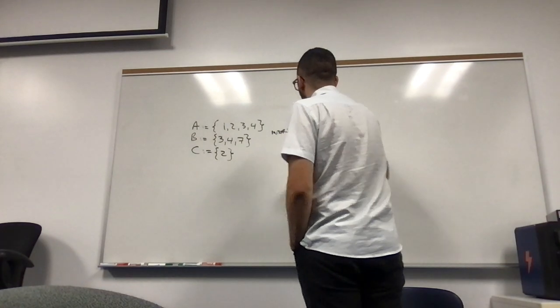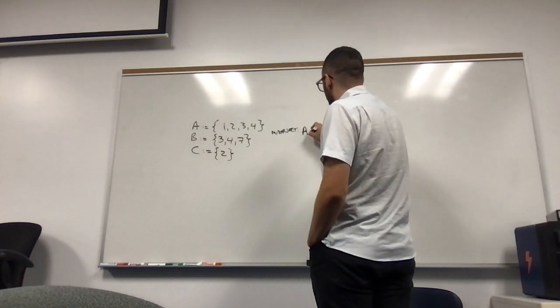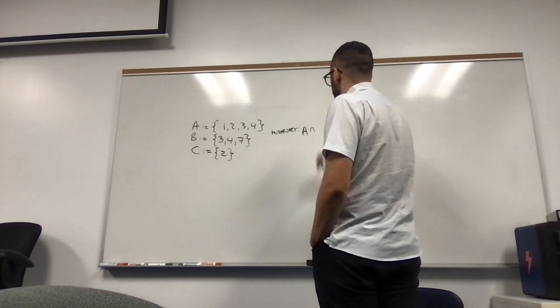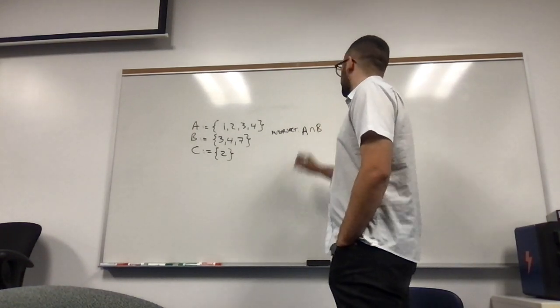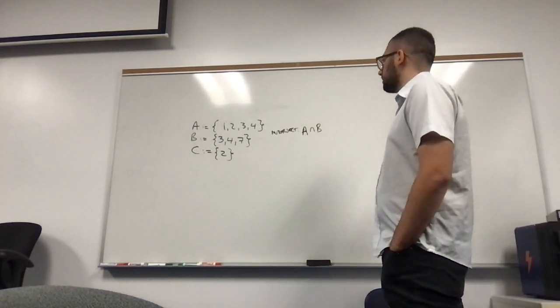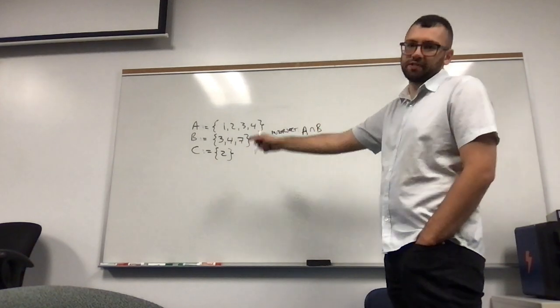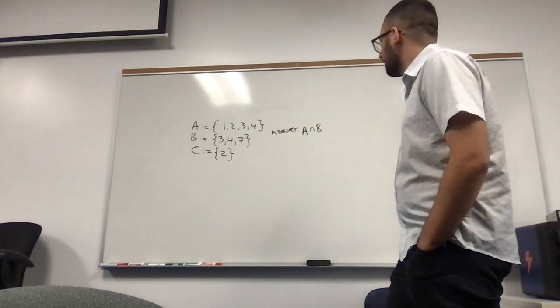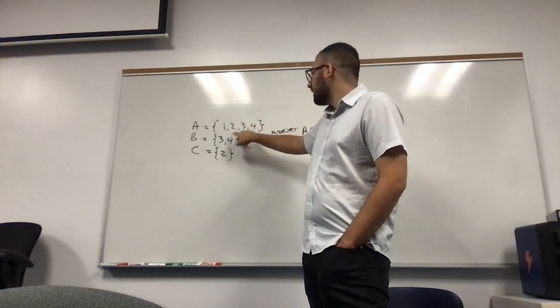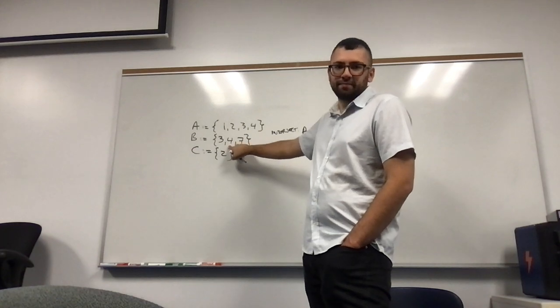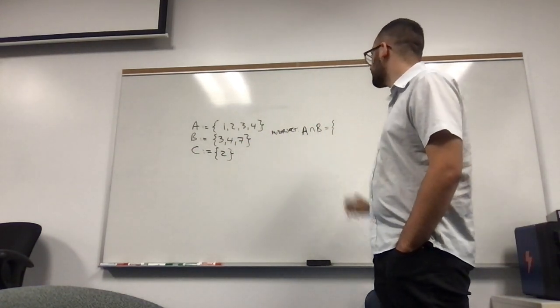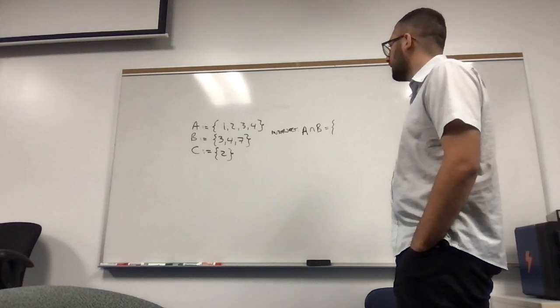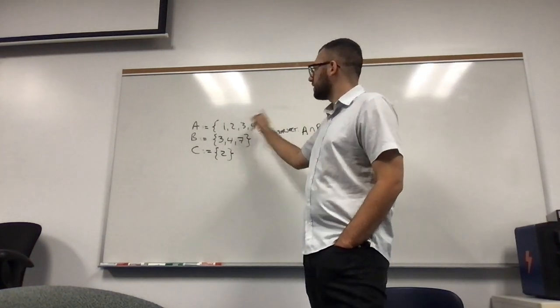Intersection. Intersection looks like an upside down U, I guess. Like that. Intersection means you go through each of the 2 sets and you say, okay, it needs to be in this set and it needs to be in this set to be included in the intersection. So the intersection is a set, the output's a set. It's the set of all common things between A and B.